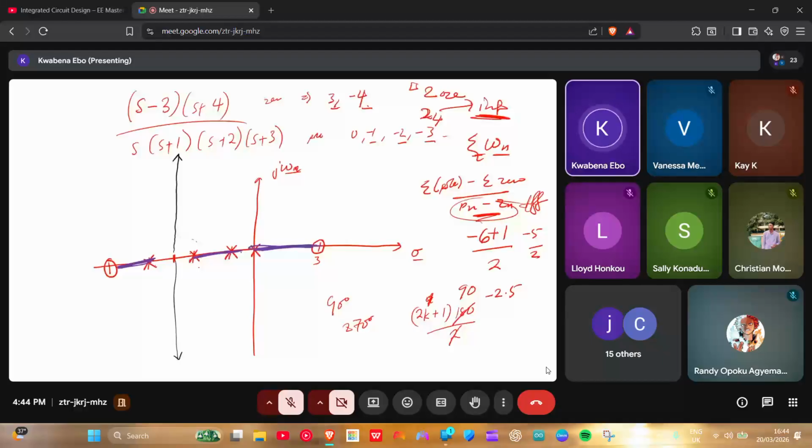Then now we will show the arrow. The root locus always moves from the pole to the 0. That is for a negative feedback. For a positive feedback, the things change, but then in class we've always been learning negative. So it goes this way, it goes this way. And then now we are left with this.